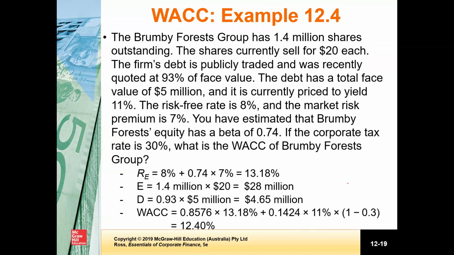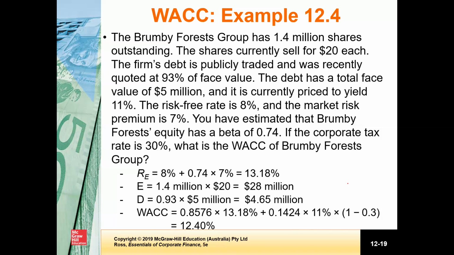Look at this example. The Brumby Forests Group has 1.4 million shares outstanding. The shares currently sell for $20 each. The firm's debt is publicly traded and was recently quoted at 93% of face value. The debt has a total face value of 5 million and is currently priced to yield 11%. The risk-free rate is 8%. The market risk premium is 7%, and you have estimated that Brumby Forest equity has a beta of 0.74. If the corporate tax rate is 30%, what is the weighted average cost of capital?